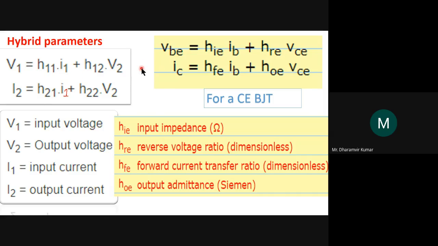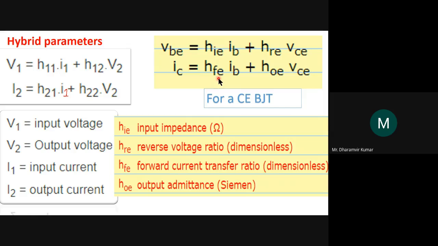Now HRE. HRE is the reverse voltage ratio. As I told you, reverse voltage ratio means it is the ratio of input voltage by output voltage, and in this sense the R has been inserted here. HRE, the reverse.